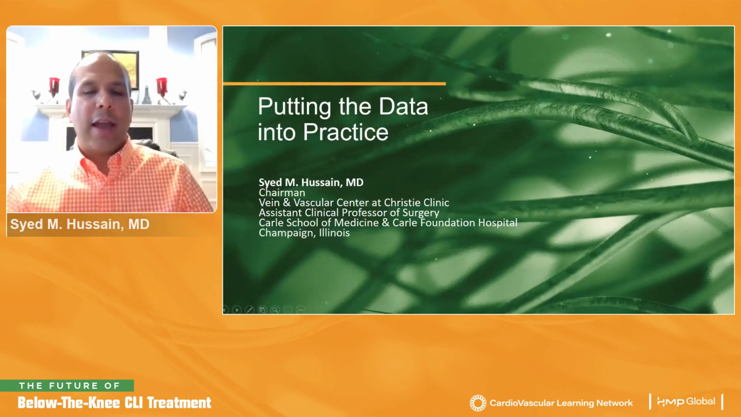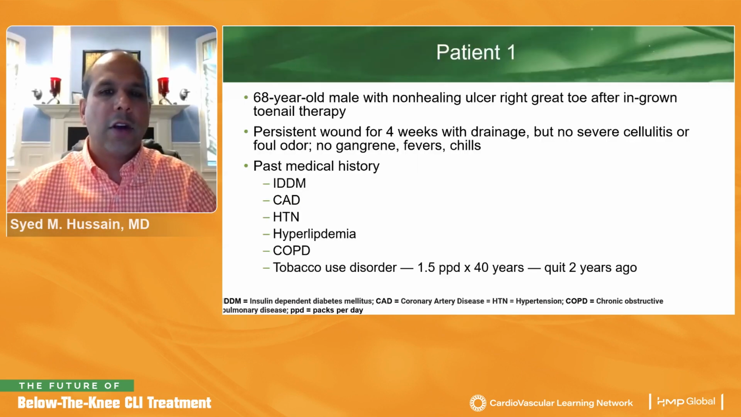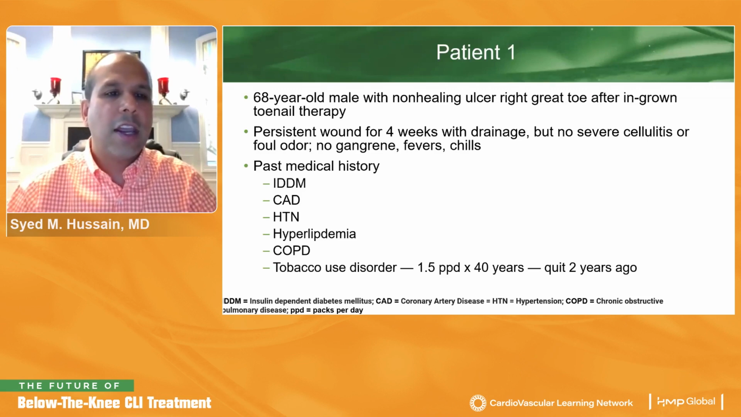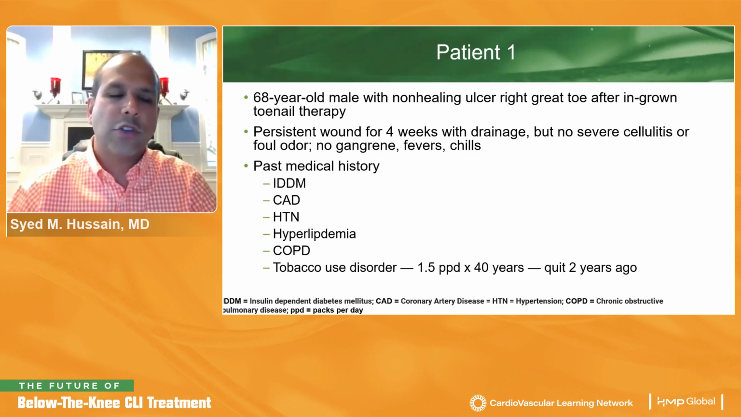All right, so I have two cases today. So this is patient number 1, a 68-year-old gentleman with a non-healing ulceration to the right great toe after an ingrown toenail therapy. Relatively common problem. The podiatrist sent the patient over because the wound has been present for almost 4 weeks now with drainage, but no evidence of any cellulitis or any type of gangrene or any evidence of fevers or chills.